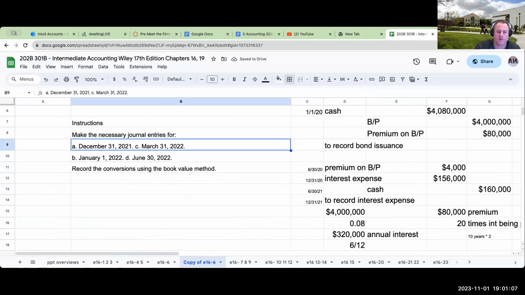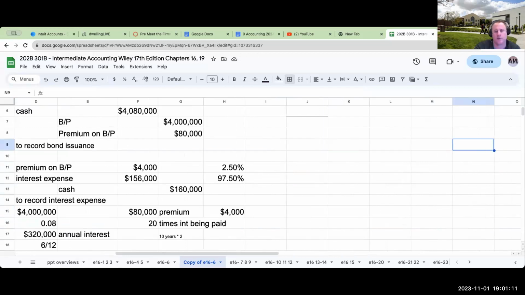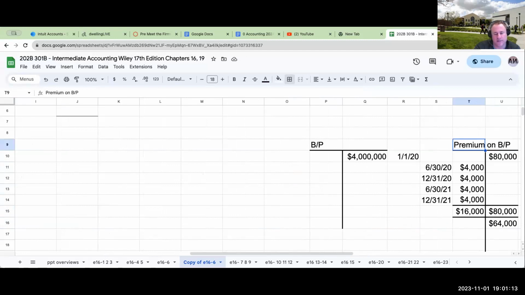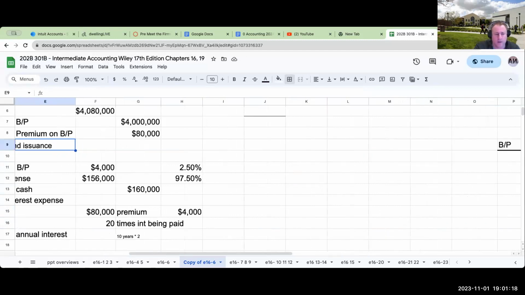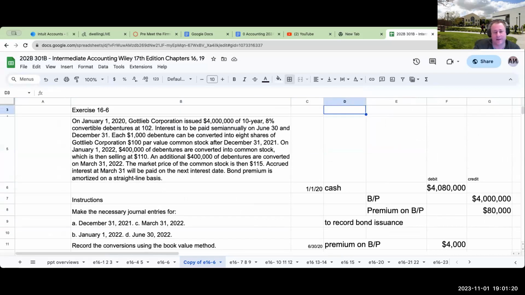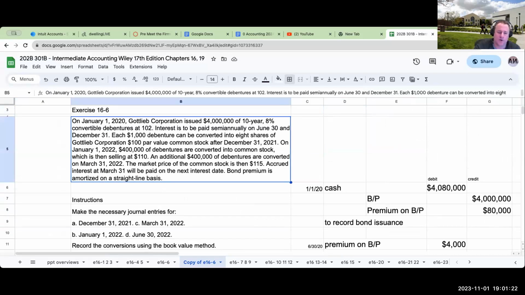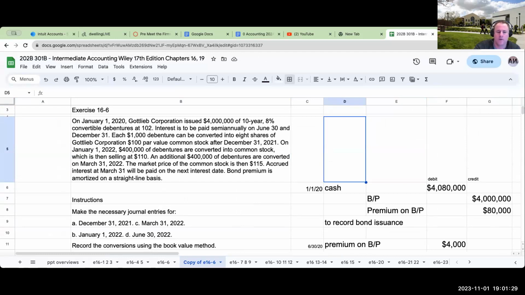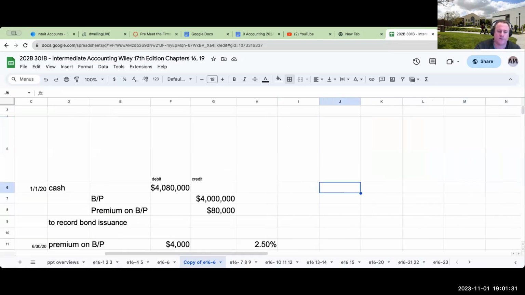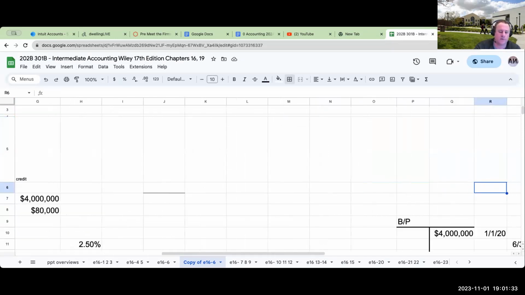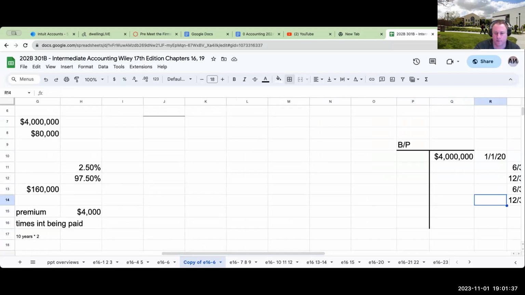So we've done the journal entry as of December 31st, 21, but it's very, very important that when you do these questions, you want to write the T accounts. If you don't write the T accounts, especially in these questions, you're screwed. So that's a nice way of putting it. You're in bad shape. Let's go to January 1st, 2022. 400,000 of the debentures are converted into common stock. So when I'm looking at this, right, so 400,000, or roughly 10% of the bonds are being converted.